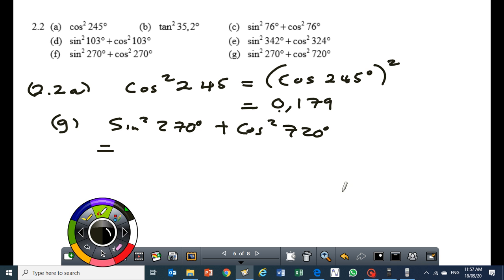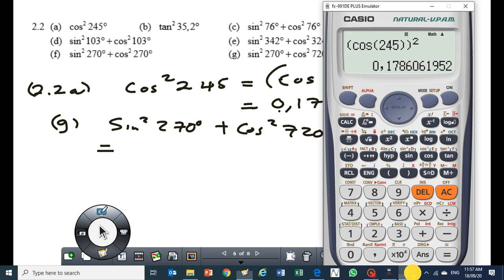So you bring the calculator, press clear. Now this one here, you need to be very careful. Open the bracket, sine 270, then you close the bracket. You close again, you square. Plus, we are bringing cos now, so you open the bracket.